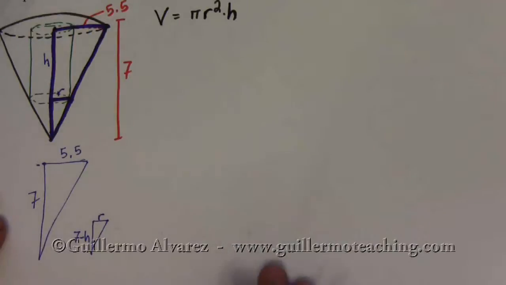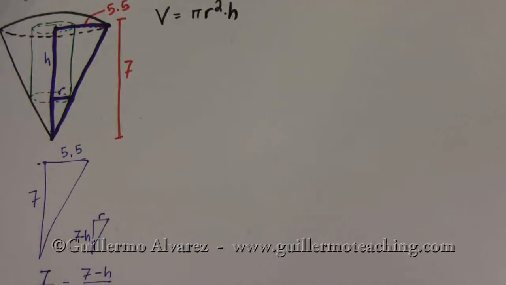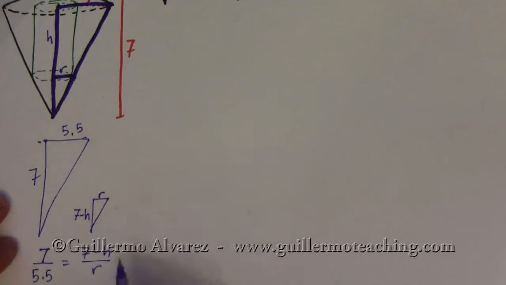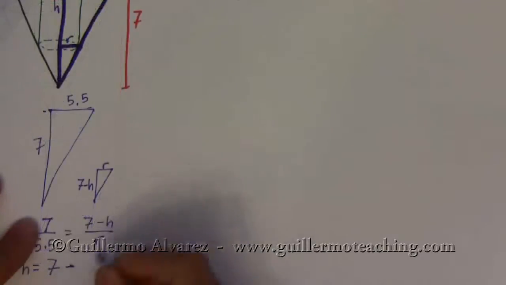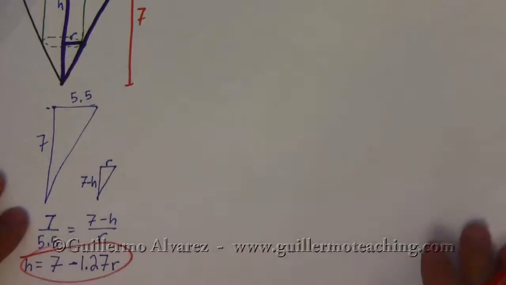Now, here you have a choice. You can solve for h, or you can solve for r, and it doesn't really matter. Let's set it up regardless. We can say that 7 over 5.5 is equal to 7 minus h over r. Then why don't we solve for h? So if I solve for h, what I'm going to get is that h is equal to 7 minus, rounding to two places, 1.27 r. If you multiply by r and then move over the 7. Okay, so let me circle this right here. So this is what h is equal to.